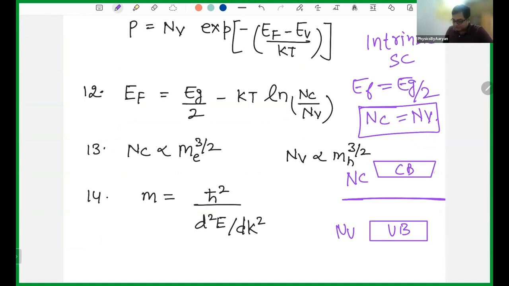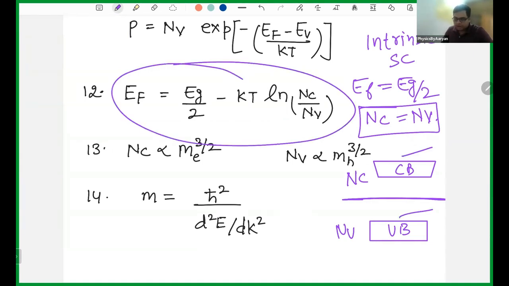But let's say the density of states here and here are different, then you have to use this formula. This formula suggests that EF equals Eg by 2 minus KT ln NC by NV. Then your Fermi level is not exactly in the center.